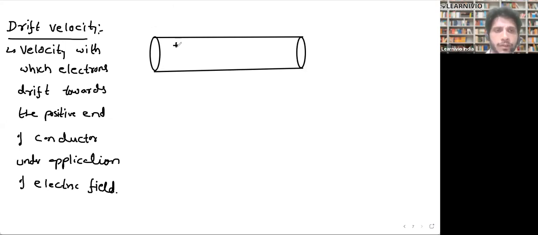This conductor has some positively charged ions, which are immobile. And this conductor also has some free electrons. These are positively charged, immobile ions. These ions are not moving. Then you have a few electrons.